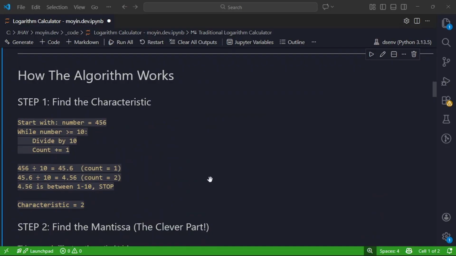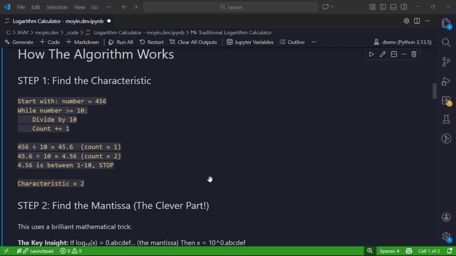So, straightforward. Remember, like I said, once you finish with your research, you write an algorithm. The algorithm is what you translate into code, right? Research, algorithm, translate your algorithm into code. So we have an algorithm here. How does the algorithm work? Like I mentioned, first is to find the characteristic. You divide by 10, see how many times it goes. That's your characteristic. We start with the number 456.